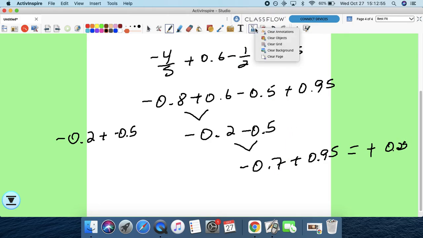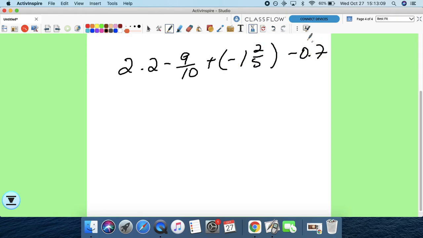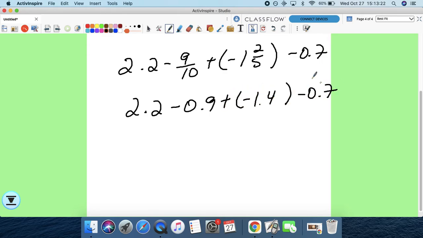Okay, and that's my answer. So again, make your life easy. I think make your life easier by changing to decimals. It's really up to you. 2.2 minus 9 over 10 plus negative 1 and 2/5 minus 0.7. So those of you who are just changing everything to fractions, that's really up to you. I wouldn't. And this is negative 1.4 minus 0.7, and then the rest is.